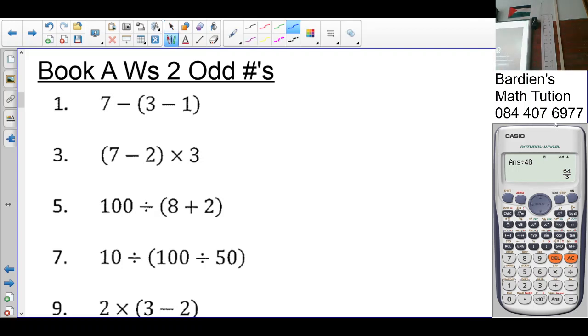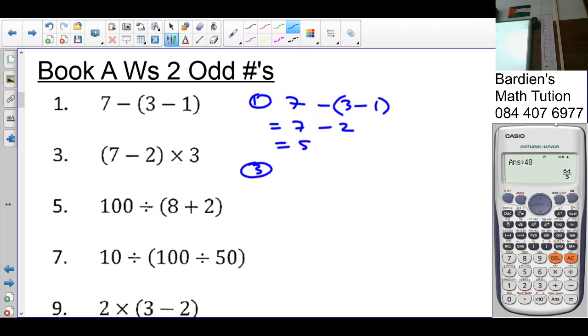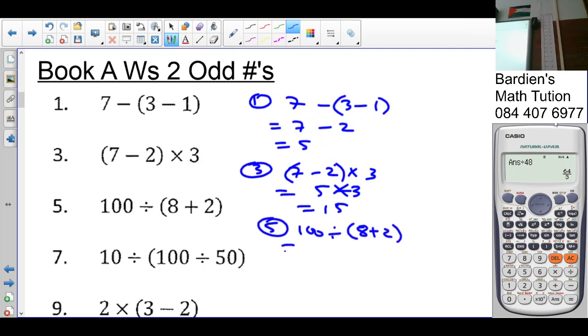Right, so number 1 is 7 minus 3 minus 1. 3 minus 1 is 2. We answer 5. Number 3, 7 minus 2 times 3. It's 5 times 3, 15. Not so. Number 5 is 100 divided by 8 plus 2. So it's going to be 100 divided by 10. 10. You all agree with that?